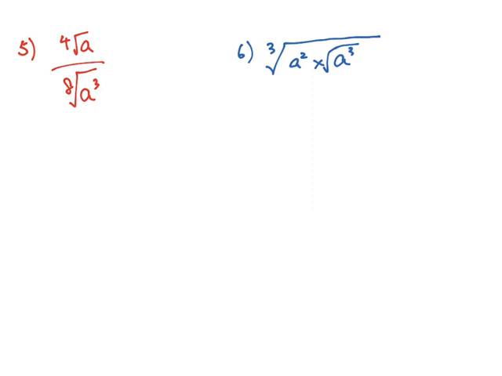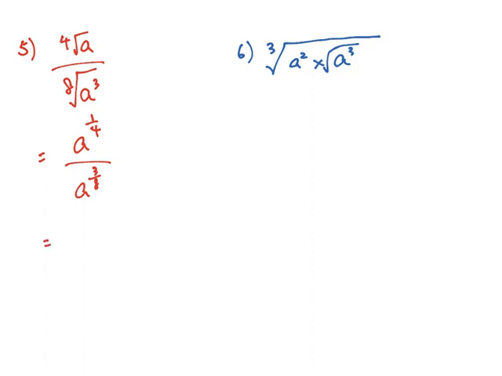Example 5. For this question, it is a fraction. First, we will change the root into index form, so 1 by 1. From the top, square root 4, that means it becomes 1 over 4. For the denominator, a to the power 3 over 8.